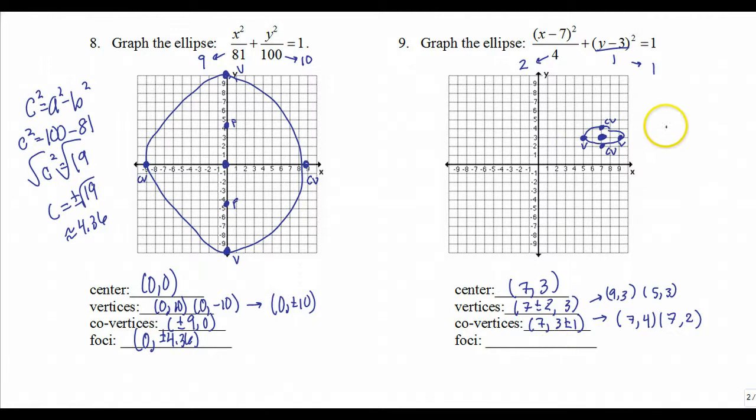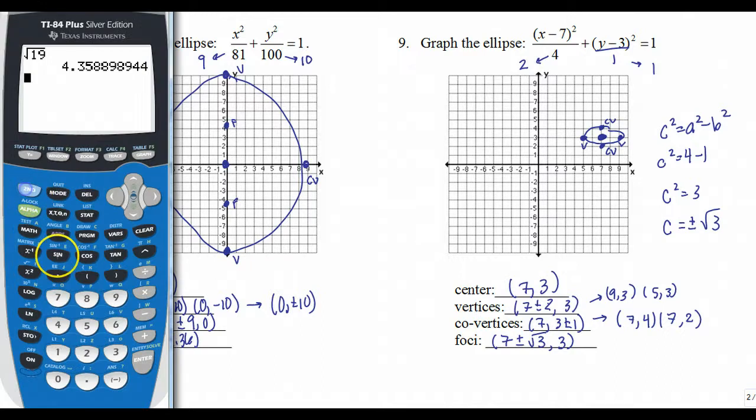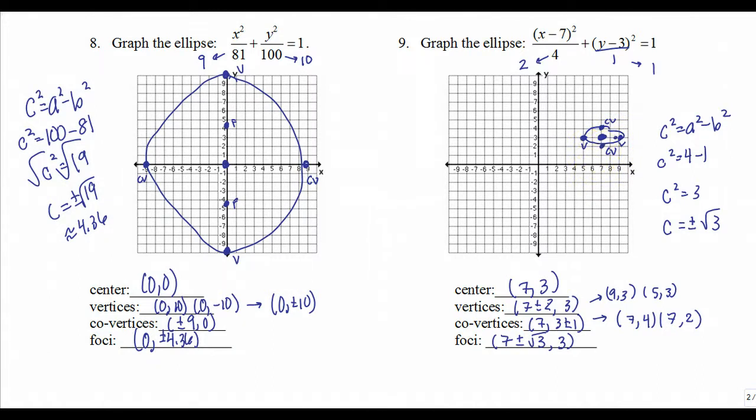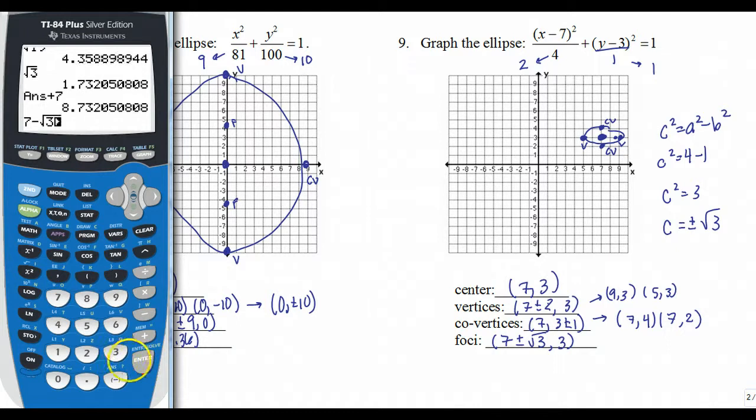So then your foci, you need to use your equation. c squared equals a squared minus b squared, bigger minus smaller. So 4 minus 1. So c is plus or minus square root 3. And the foci are in the x direction because our vertices went left, right. So 7 plus or minus square root 3, comma 3. And I can't combine those because square root 3 is not a pretty number, it's 1.73 and goes on forever. So if I do 7 plus that, that's about 8.7, so I can graph it right there. And then if I did 7 minus square root 3, I get 5.3-ish, which is about right there.